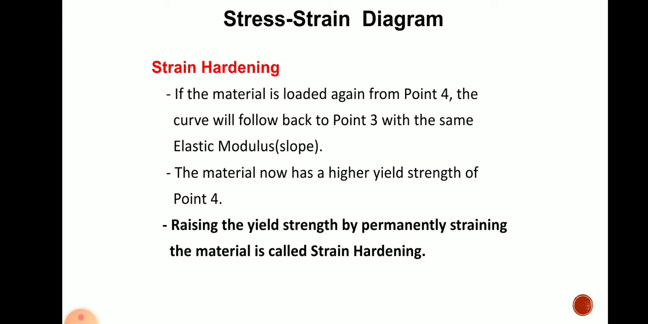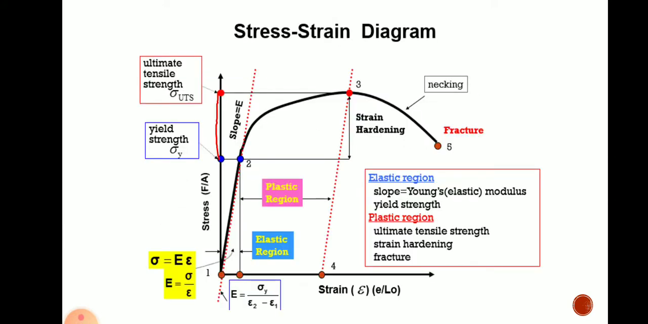Again, one concept called strain hardening we can also find out from this stress-strain diagram. If the material is loaded again from point 4, the curve will follow back to point 3 with the same elastic modulus. Now see in this diagram, whenever you have applied load from point 1 to point 2, it has shown elastic behavior. From point 2 to point 3, it has shown plastic behavior. And from point 3, if we unload that load, then it comes from point 3 to point 4. So there is permanent elongation from 1 to 4 that has occurred.